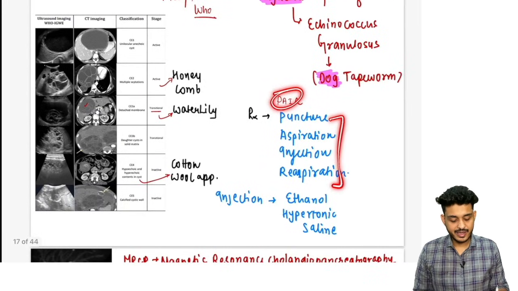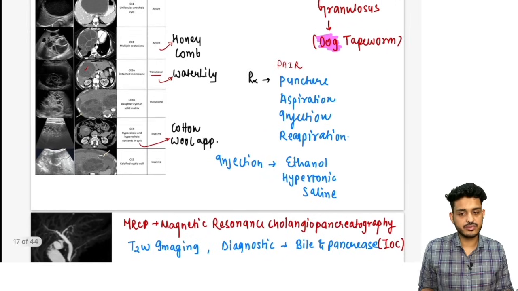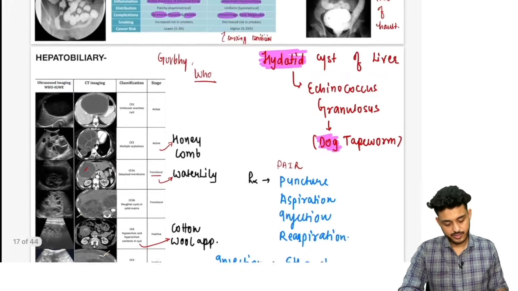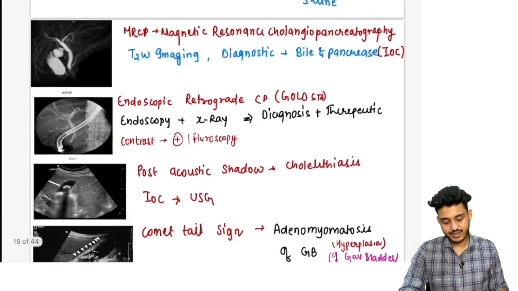The treatment remains simple. This is going to be PAIR. Along with that, you can also give drugs like albendazole. This is going to be the basic hepatobiliary thing we are having.